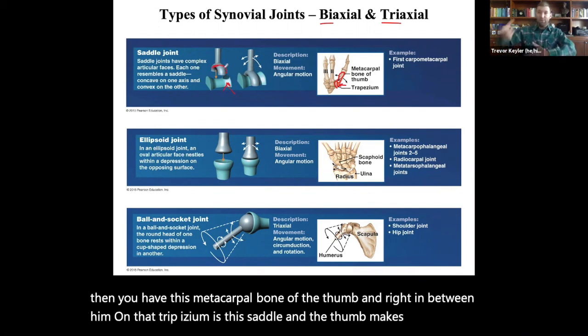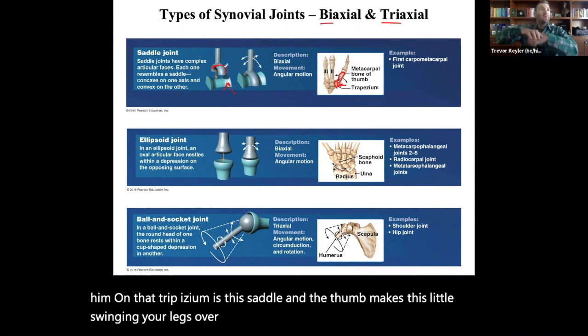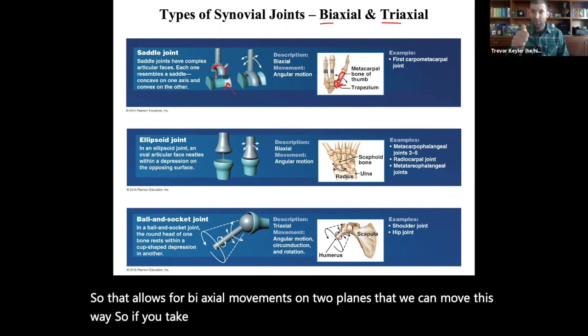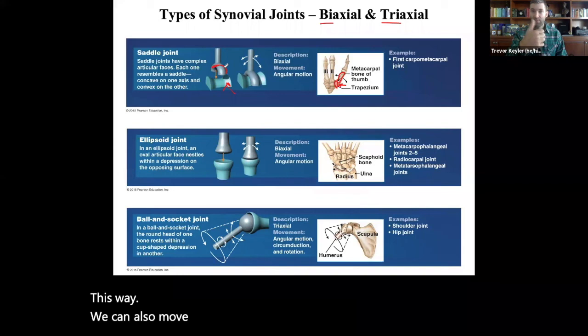swinging your legs over a saddle, right? Okay, so that allows for biaxial movement. So in two planes now, we can move this way. So if you take your thumb, you can move it this way. We can also move it this way. And that's provided by this saddle joint, okay?